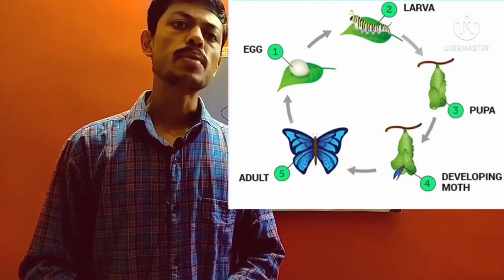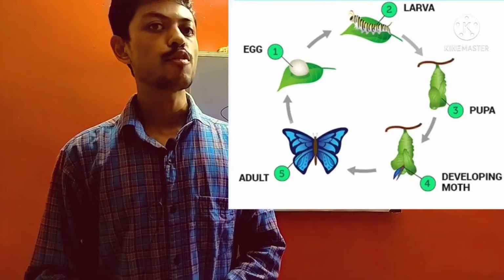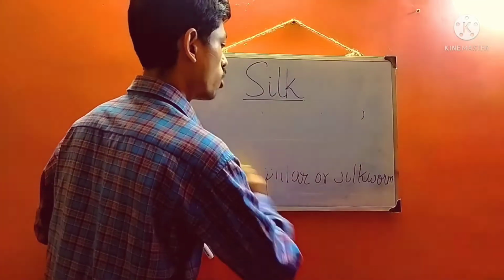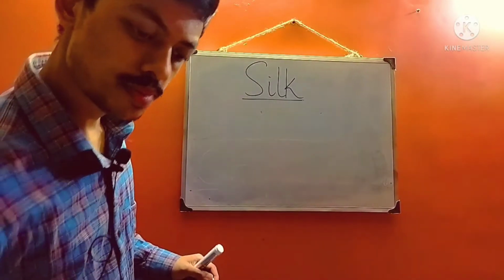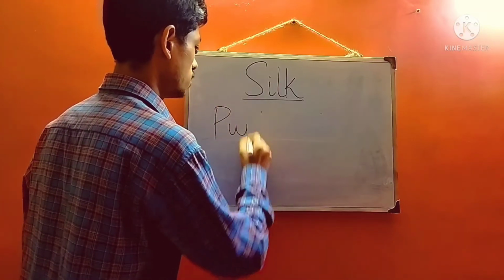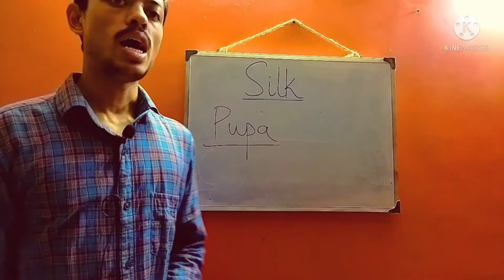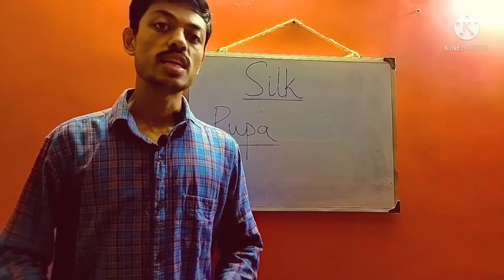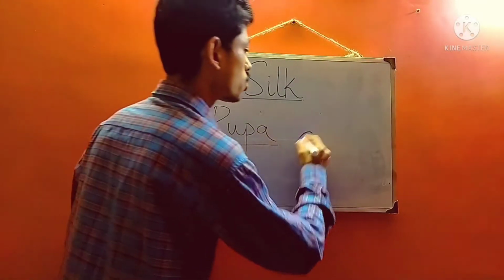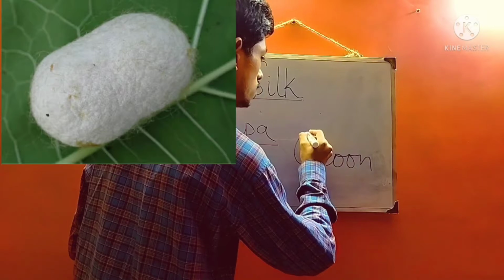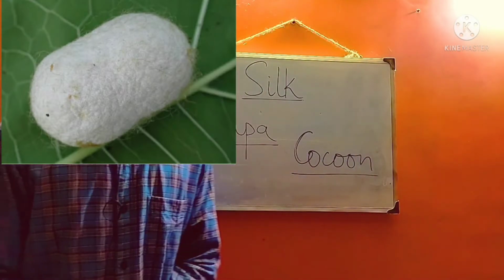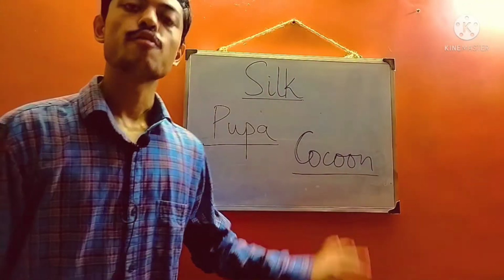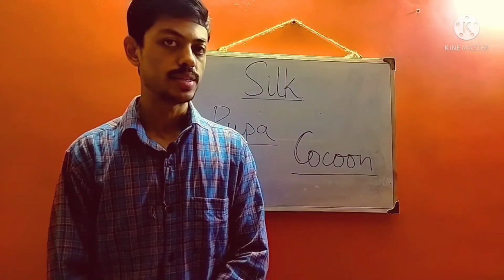The caterpillar completely covers itself by the silk fiber and forms the pupa. The covering outside, which is made up of the proteinaceous silk fiber, is called the cocoon. So, from the cocoon we obtain the silk yarn or the thread.